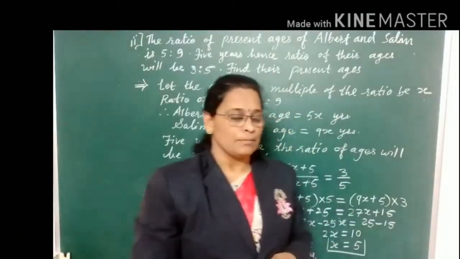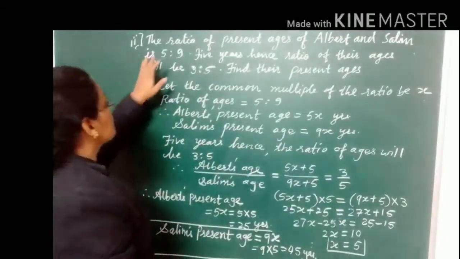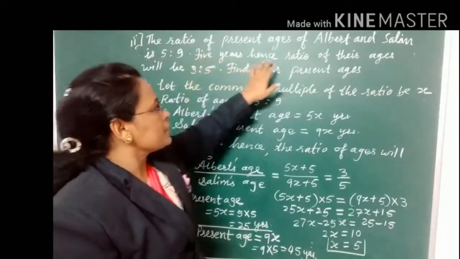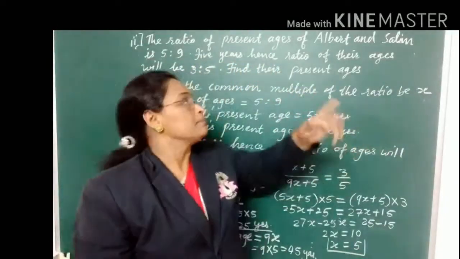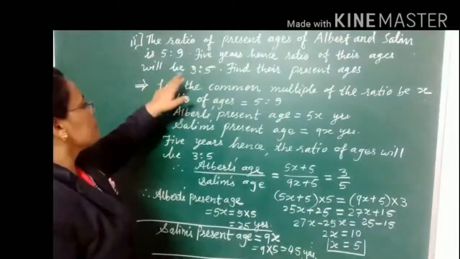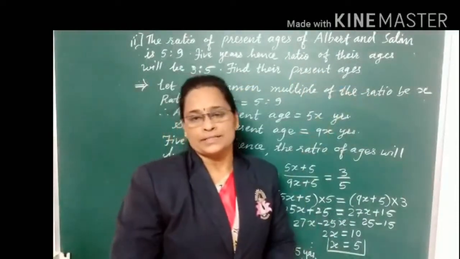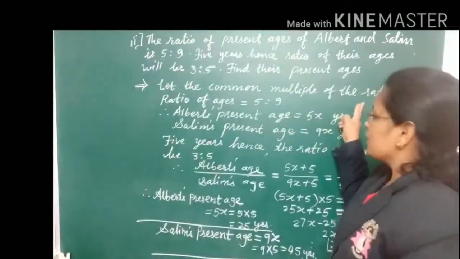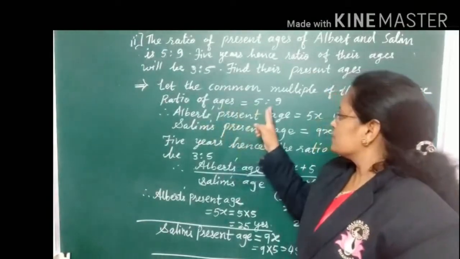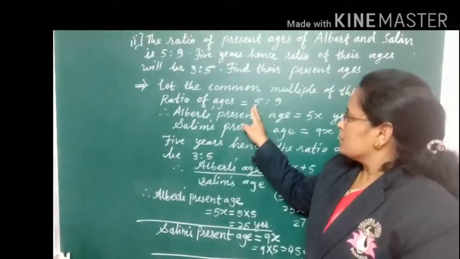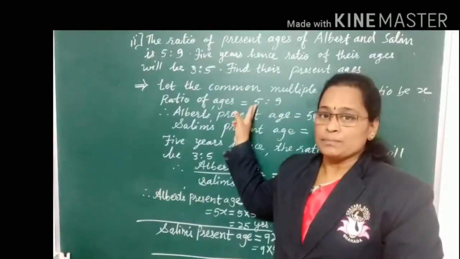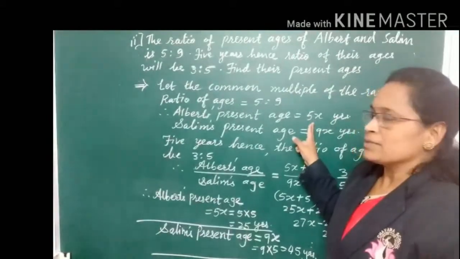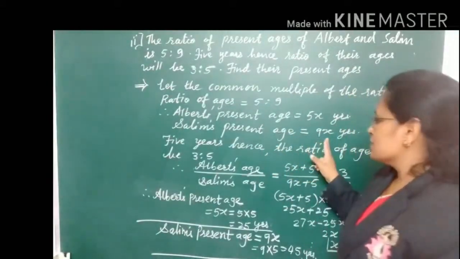Let's see one more word problem based on ratios. The ratio of present ages of Albert and Salim is 5:9. 5 years hence means 5 years after. The ratio of their ages will be 3:5. Find their present ages. As usual, we'll consider the common multiple of the ratio to be x. So as the ratio of ages is 5:9, the 5, that is the first term, is Albert's age. So Albert's present age is 5x and Salim's present age is 9x years.